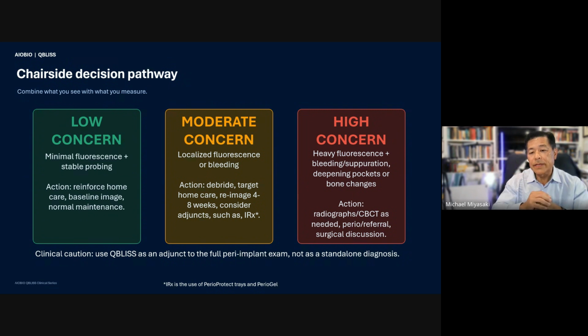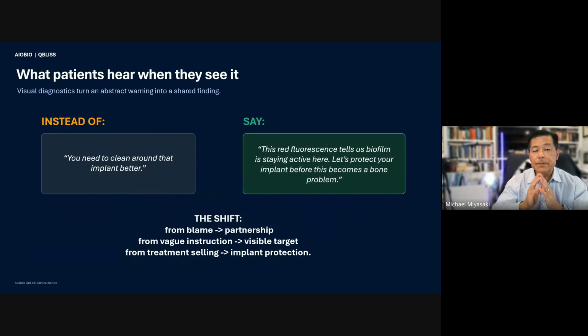But the QBLISS is a very important adjunct to the whole peri-implant exam, how we're keeping track of the health around those implants, which again, our patients have made a very large investment in. So instead of saying, you need to clean better around the implants, which patients don't really see any value in, when we show them the images, we can tell the patient, hey, that red fluorescence tells us that biofilm is still very active in that area.